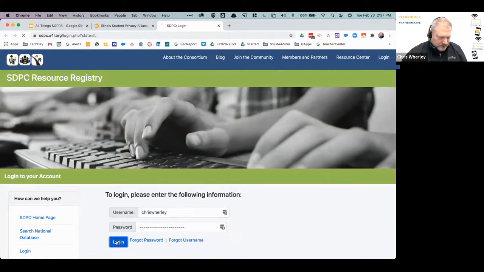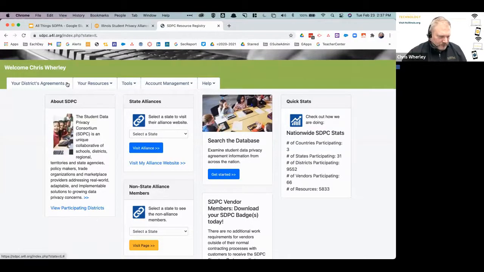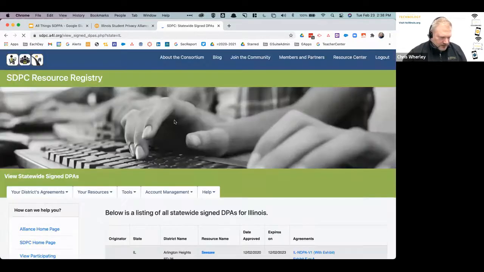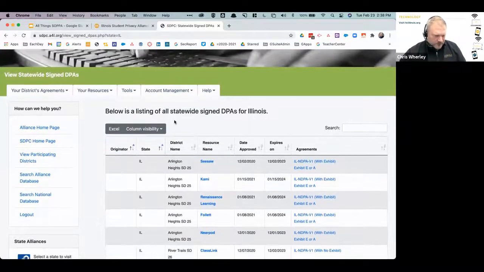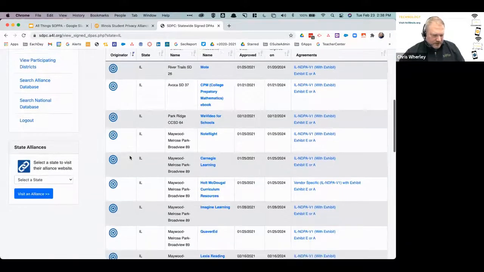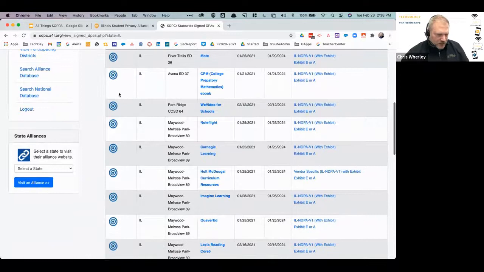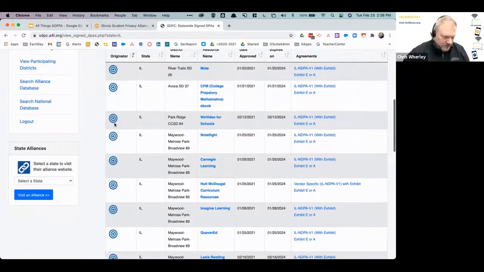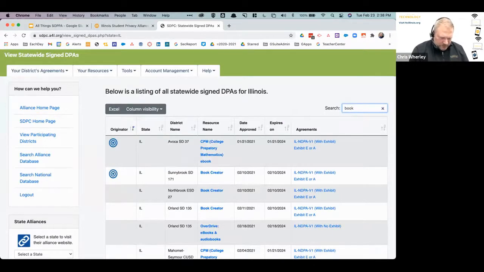So as far as managing your agreements, I'm just going to show an example of a view all state DPA. So the question was asked about the originator. If you click on this, you can find all the originating agreements. It's a toggle switch to sort those, and the ones with the little target there are originating agreements. One of them that I researched earlier was Book Creator.